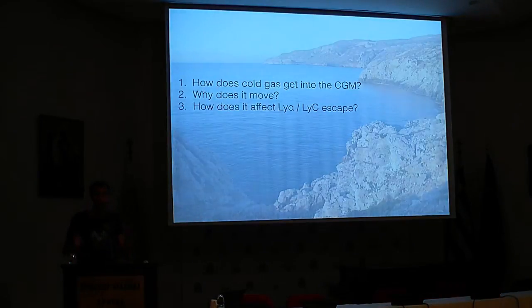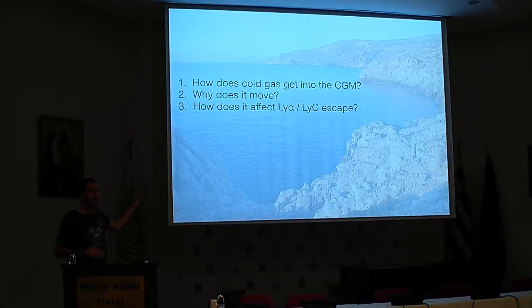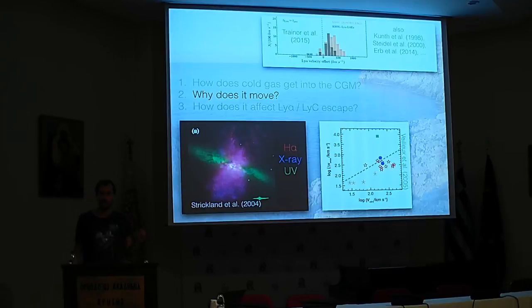So, okay, intro. This is what I want to talk about, this cold gas in the CGM. How does it get there? Well, why does it move? And lastly, how does it affect this Lyman alpha and Lyman continuum? I want to start with question two, actually, which might seem awkward, but I hope later it will be clear why I started with question two. And so, why does it move?